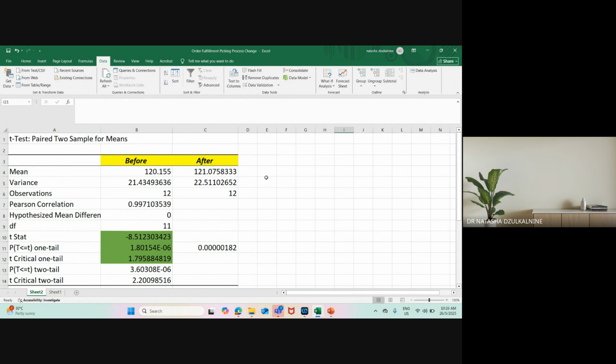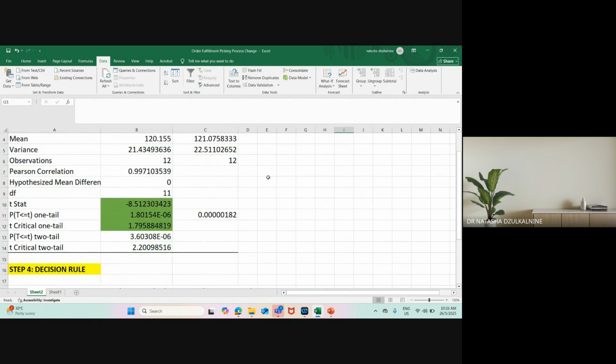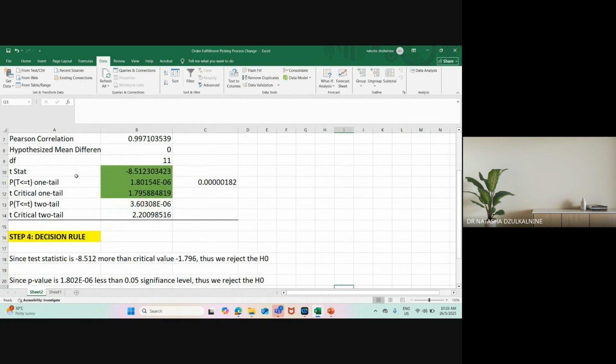Since this is the left tail and also one tail, the output highlighted is the t statistic, the p-value for one tail, and also the critical value for one tail. So what is actually the e minus 06? The e minus 06 is actually the decimal places, meaning that the decimal places is 6, so it becomes 0.000000182.